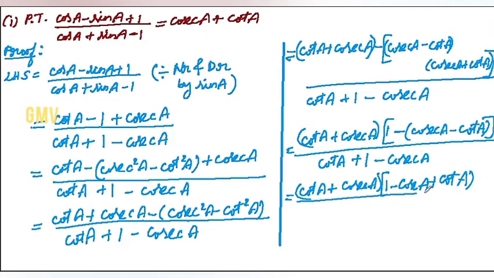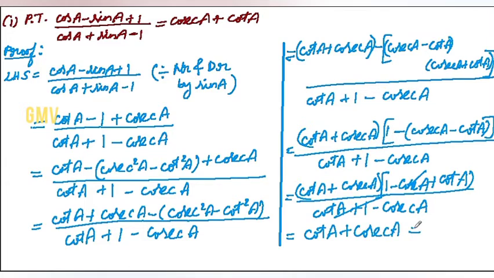Whole divided by cot A plus 1 minus cosecant A. Now see that cot A plus 1 minus cosecant A is there. Here also 1 plus cot A minus cosecant A. Both are same. This one and this one are same. See the signs. So this one and this one will get cancelled. So we get cot A plus cosecant A. This is nothing but RHS. Hence we have proved. See the next problem.